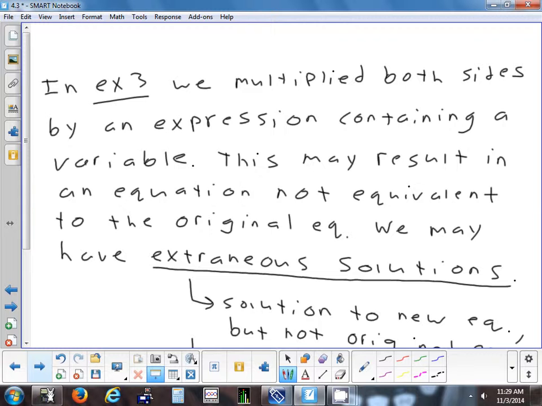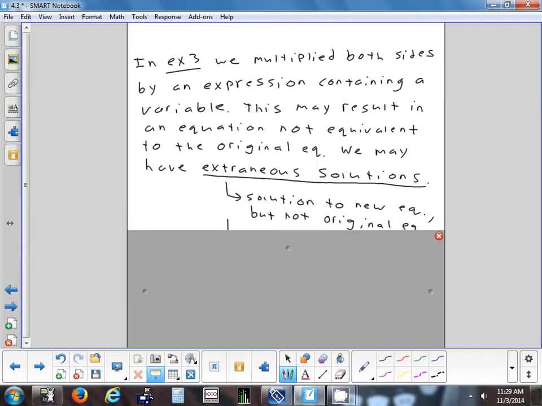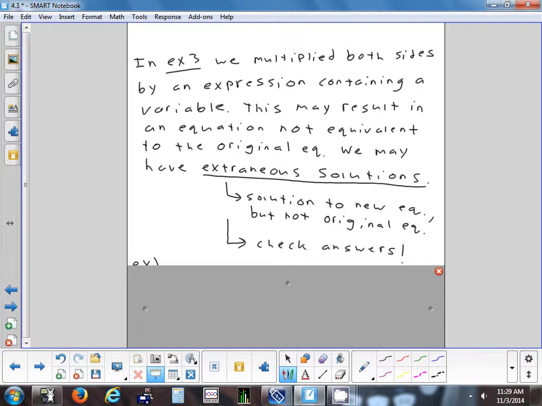An extraneous solution is an answer to your new equation that you formed by multiplying both sides by variables, but it doesn't answer the original problem. So what that means is you've got to double check your answer. You have to plug it in, check it, see if it works.